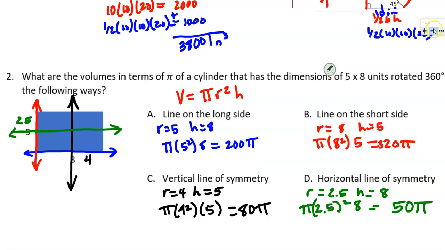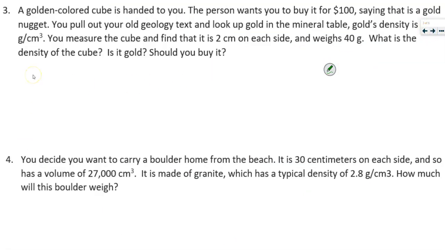So let's go on to the next one. Number 3 says a golden colored cube is handed to you. The person wants to buy it for $100, saying that it is gold. It's a gold nugget. You pull out your old geology text and look up gold in the mineral table. Gold's density is 19.3 grams per centimeter cubed. You measure the cube and find that it's 2 centimeters on each side.